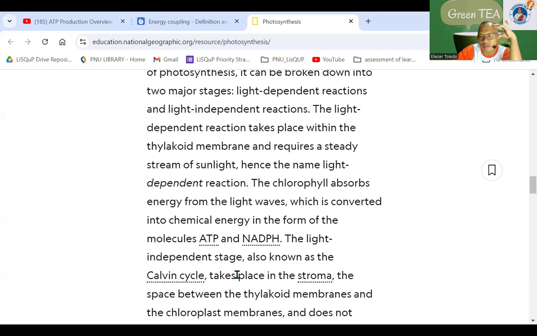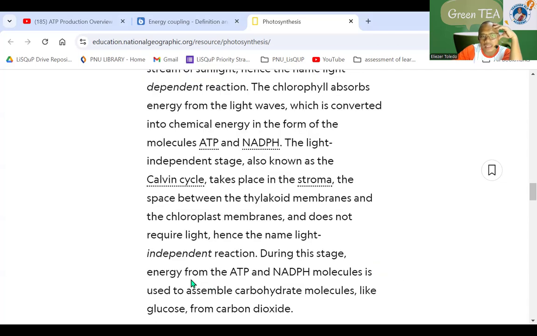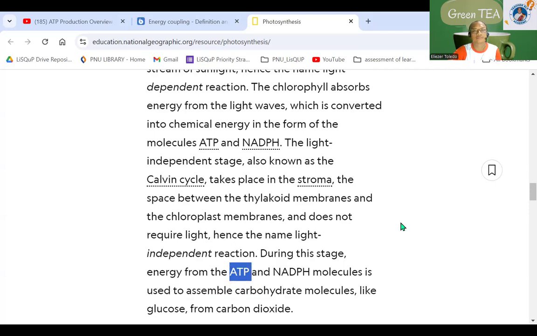The Calvin cycle takes place in the space between the membrane and the chloroplast and does not require light, hence the name light independent. During this stage, energy from the ATP molecules is used to assemble sugars. So both plants and animals would basically use ATP. However, mostly animals would use ATP, while plants could use sunlight or light as a source of energy.